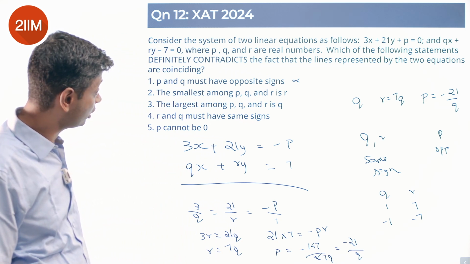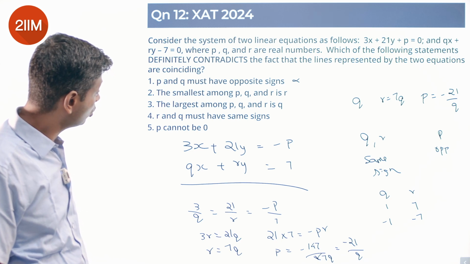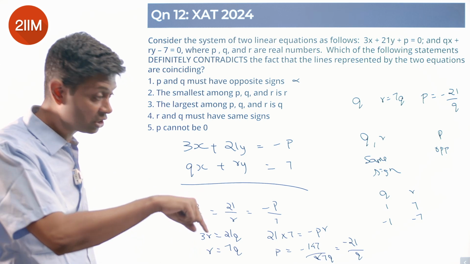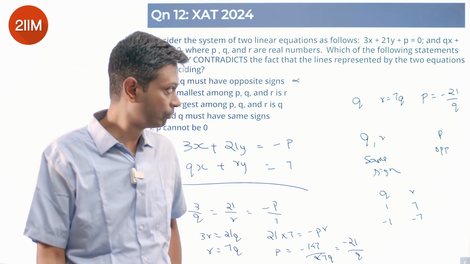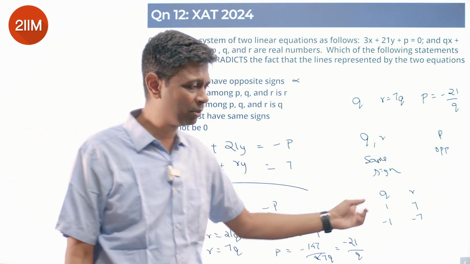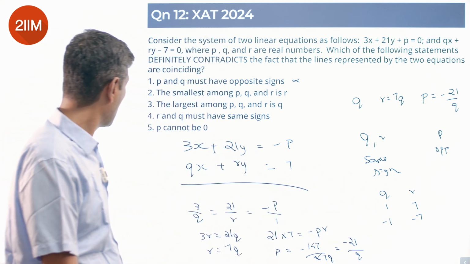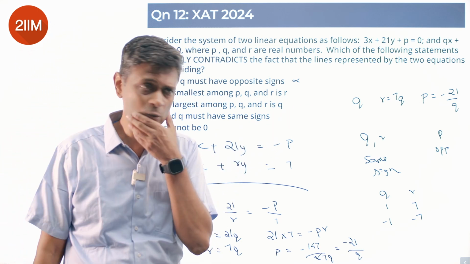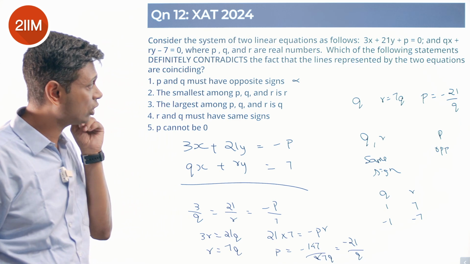Is that contradicted? Could the largest among them be Q and still this condition be satisfied? That's what we're thinking. I think that should be possible because we're able to flip this, right? So it should be possible. R and Q must have same signs. R and Q must have same signs. That is true. P cannot be 0.